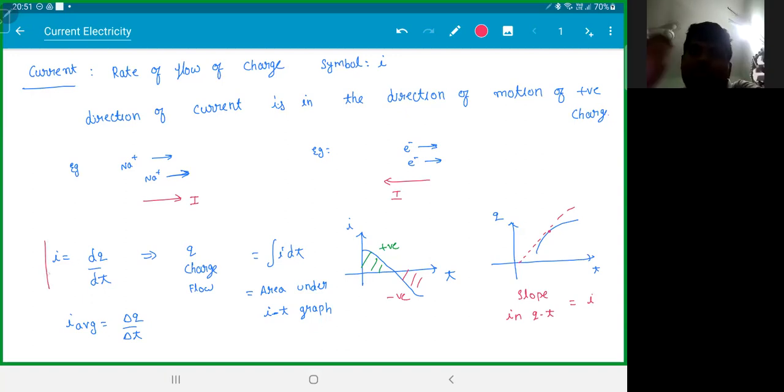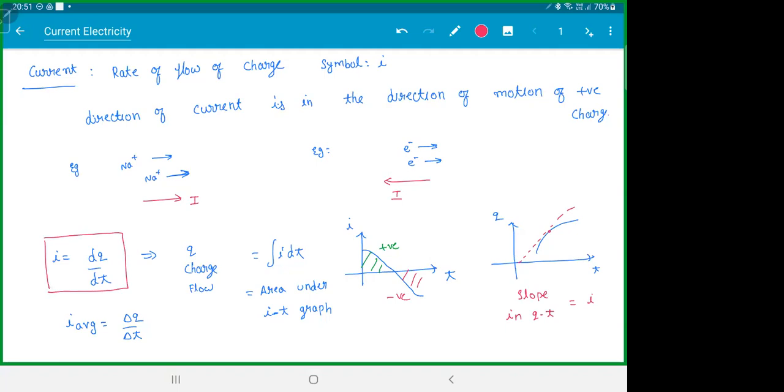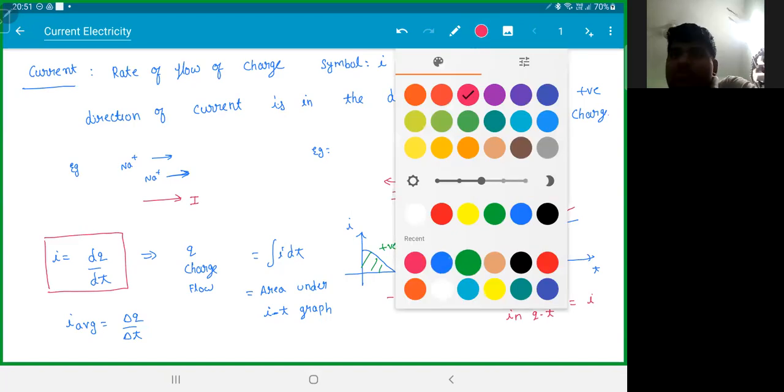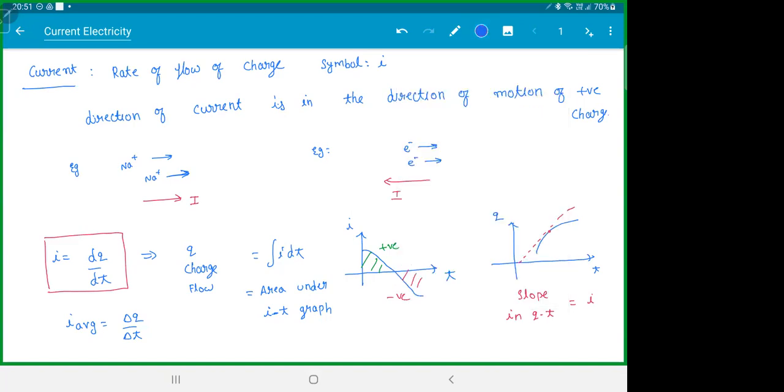Technically speaking, this is the main thing. When we do summation, we take the areas with sign. Positive, negative, I had written, right? Area above the time axis is positive, below the time axis is negative. Have a look at this. So the definition of current is pretty simple: I is dq by dt.